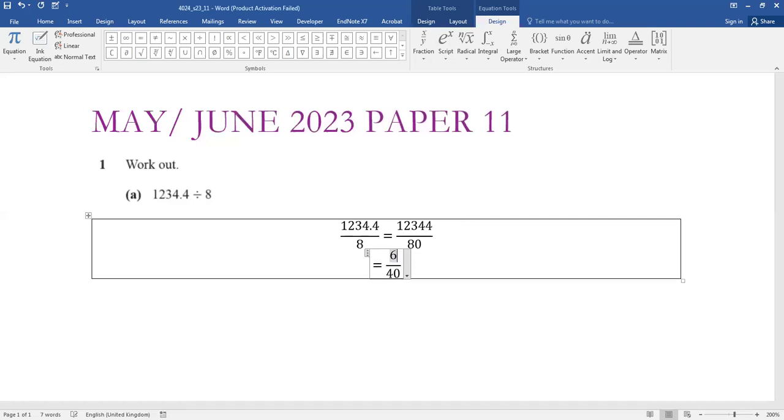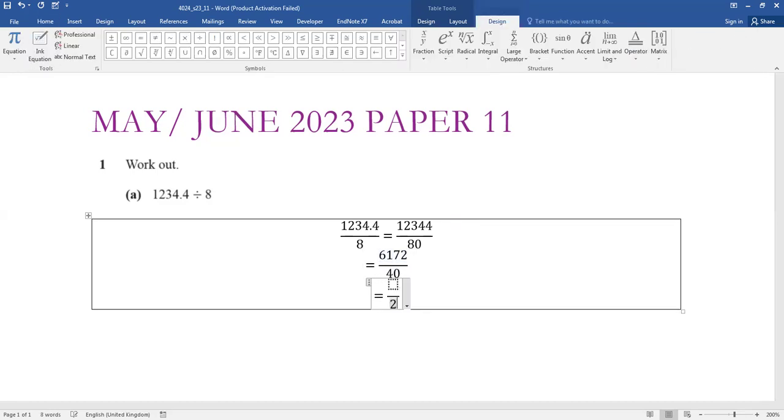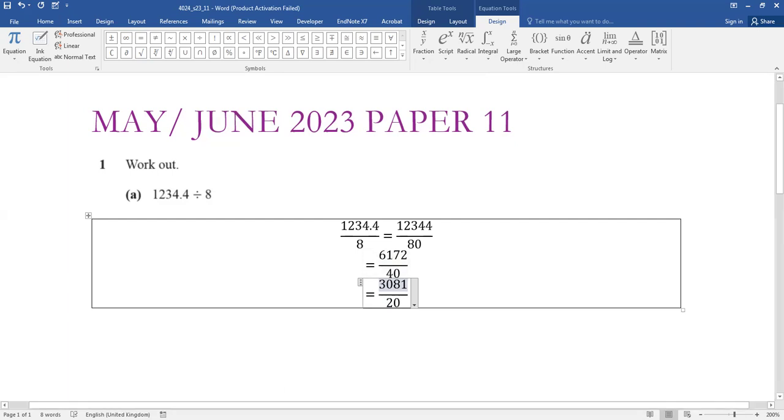In the numerator, I'll get 2 6s are 12, 2 1s are 2, 2 7s are 14, and 2 2s are 4. And then again, I'll divide it by 2. In the denominator, I'll get 20. In the numerator, I'll get 2 3s are 6, 2 0s are 0, 2 8s are 16, and 2 1s are 2. Sorry, this will be 2 8s are 16, 1 will be carried over here, and then 12 divided by 2 will give me 2 6s are 12.